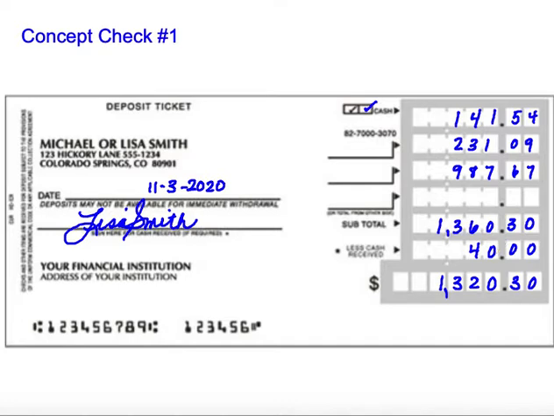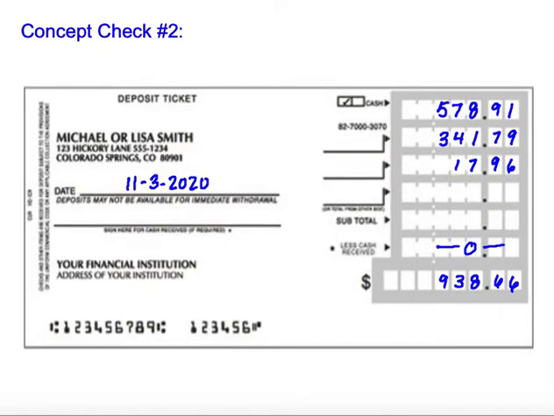All right, moving on to concept check number 2. Now you'll notice in this deposit, Jacob Thomas is not taking any money out. So what I do here is I put a big 0. That way, if my deposit was lost in some way, somebody can't go in and add money that they take out of my account. I just always 0 that out. It's not required, but it's an extra added security to your account.